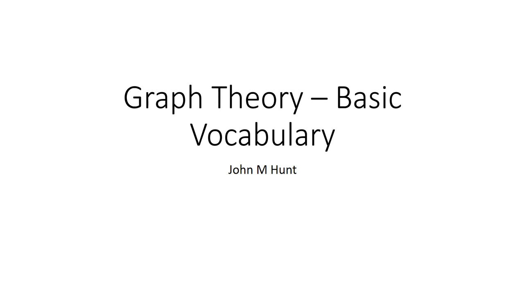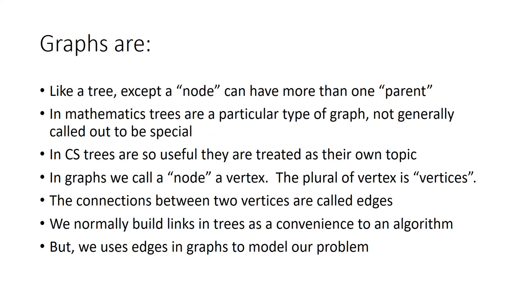Okay, now that we've covered the history on graph theory, let's go over some basic vocabulary so that we can communicate about how we're going to use graphs to solve some problems. Graphs are like a tree, except a node can have more than one parent. In mathematics, trees are a particular type of graph, not generally called out to be special. In CS, trees are so useful we treat them as their own topic with their own vocabulary.